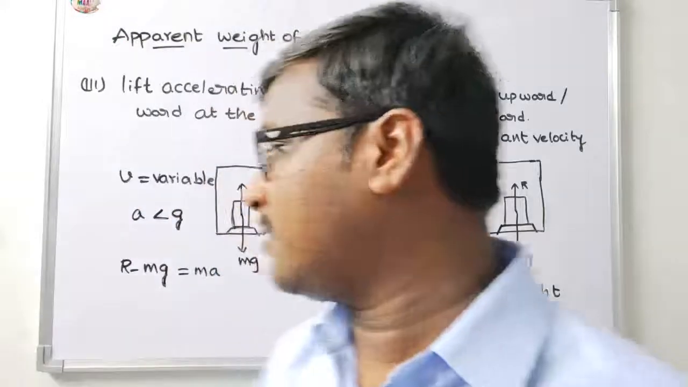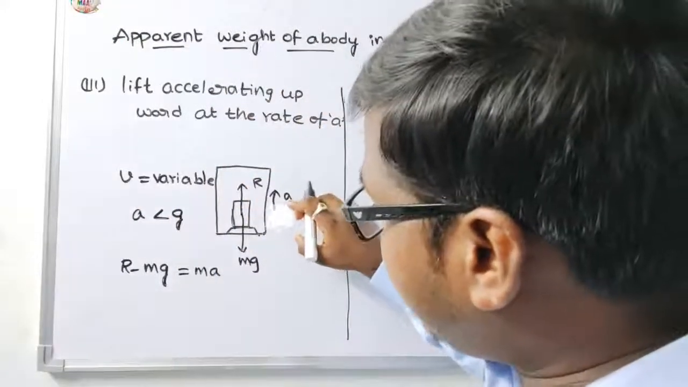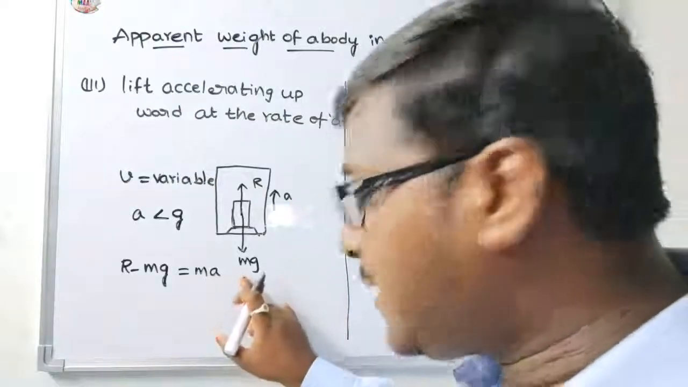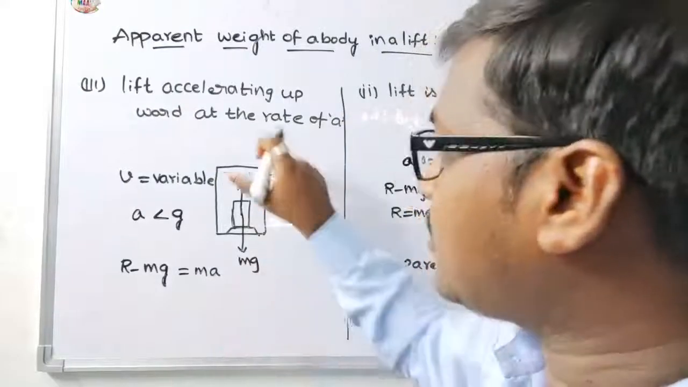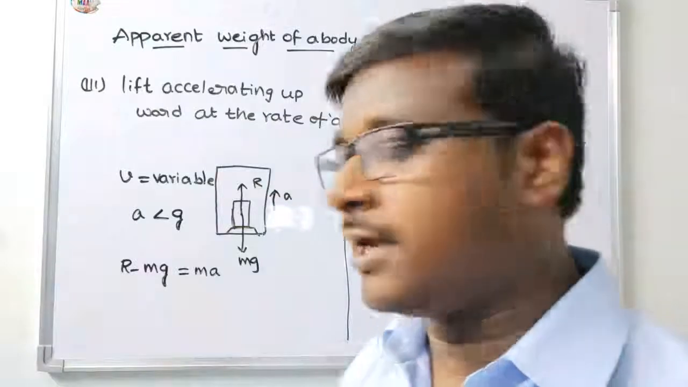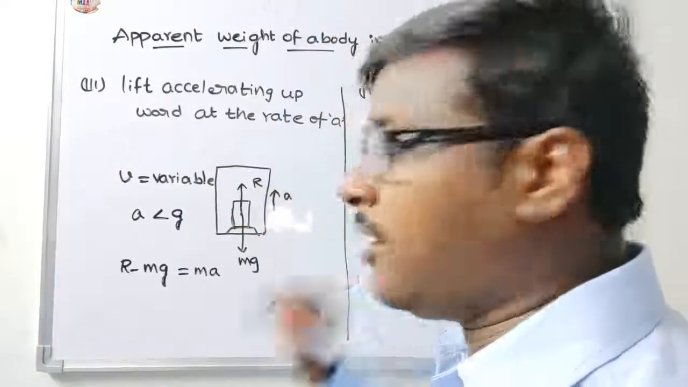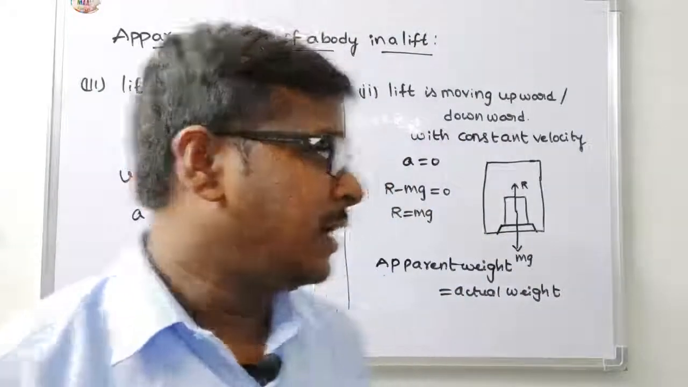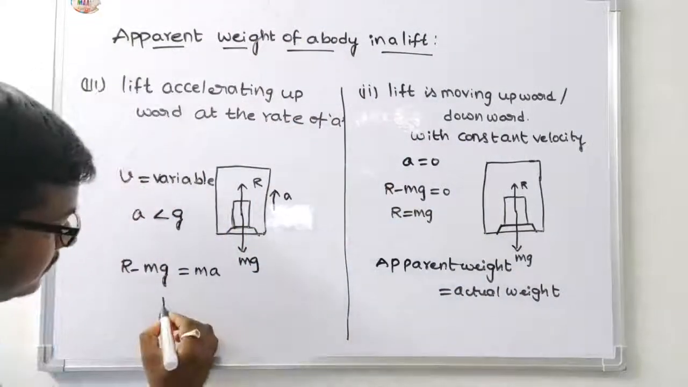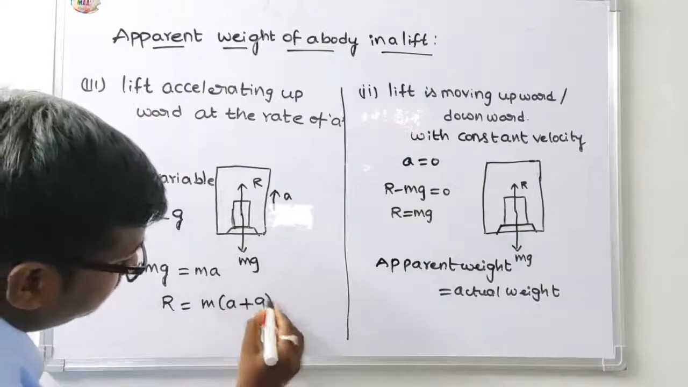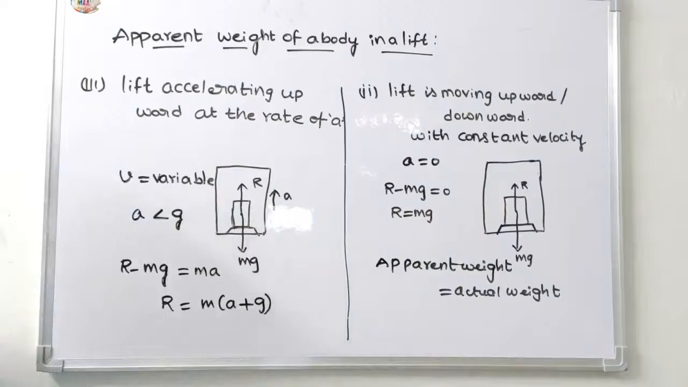In the other case, if acceleration is acting in the downward direction, first write mg. In this third case, the lift is accelerating upward at the rate of a, so first write R. R minus mg is equal to ma, then R is equal to m into a plus g. This is the equation: R is equal to m into g plus a.